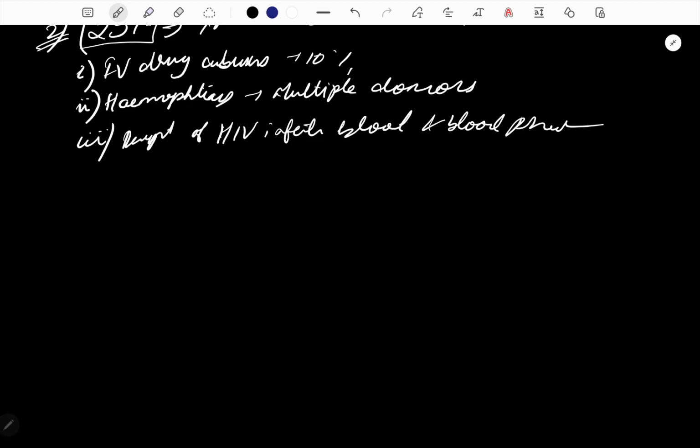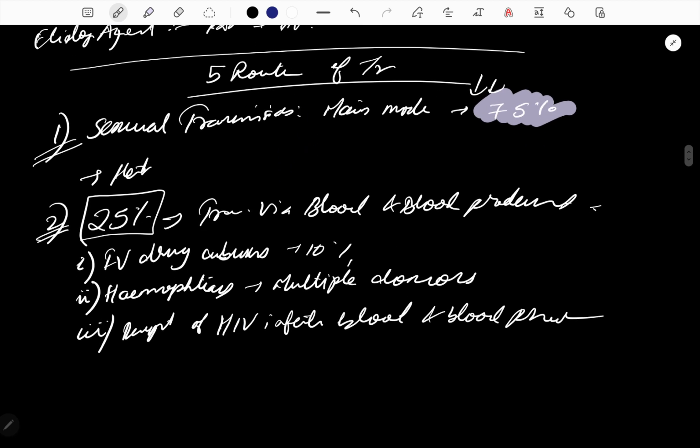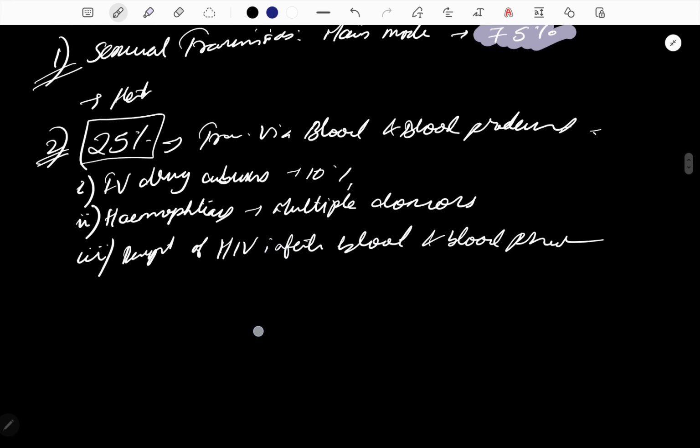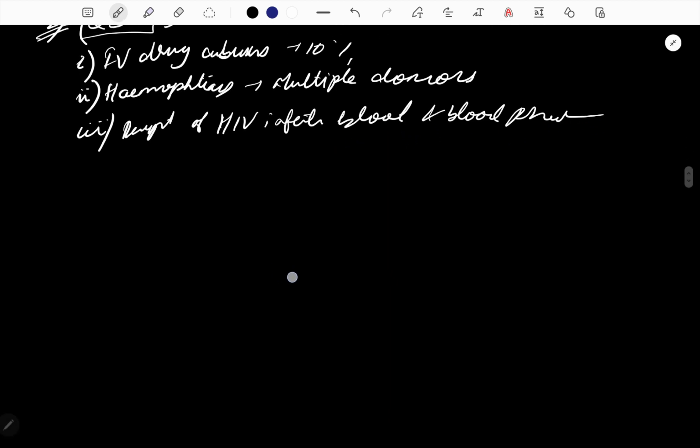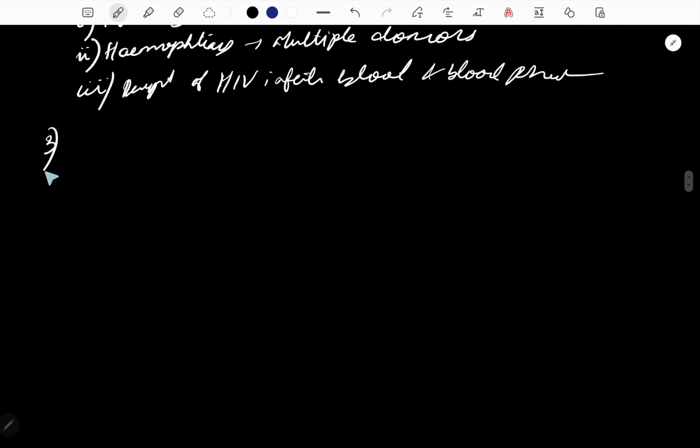So we'll summarize again. First, sexual transmission. Second, transmission via blood or blood products, which constitutes 25%. In this category we have three different types: first, IV drug abusers; second, hemophiliacs; and third, recipients of HIV infected blood and blood products, who have received multiple transfusions of whole blood or blood components like plasma, platelets, and so on. Third route is mother to child transmission.